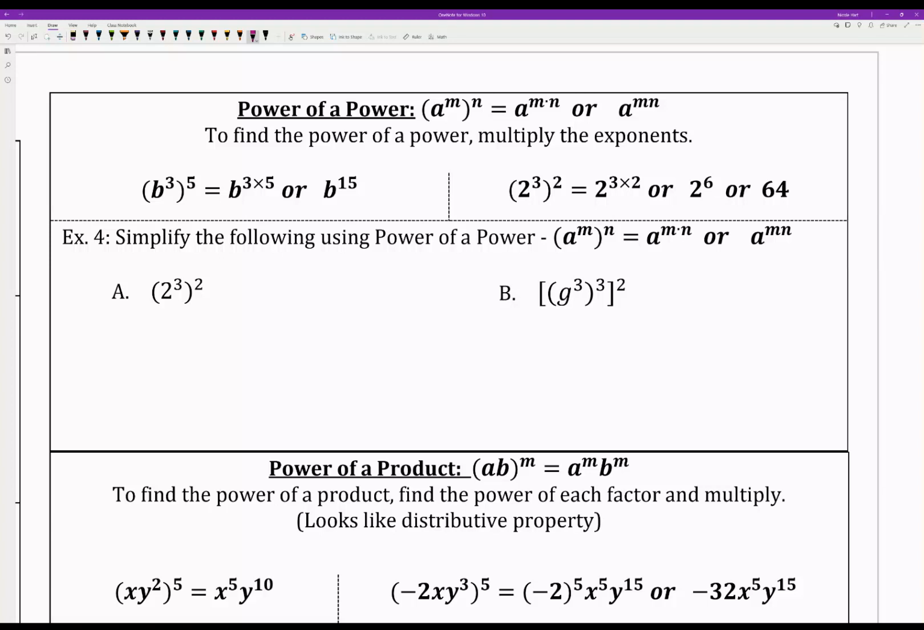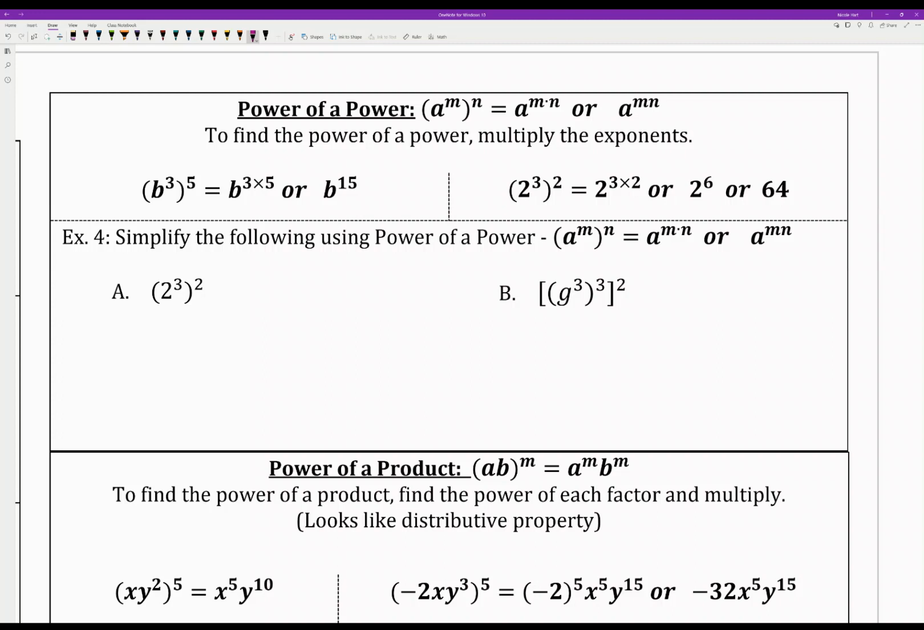Our next multiplication rule is going to be the power of a power. And power of a power is a little different. We don't add anything here. We're definitely going to see parentheses. And those parentheses, we're going to treat like we normally do with parentheses, as if we are distributing and multiplying.